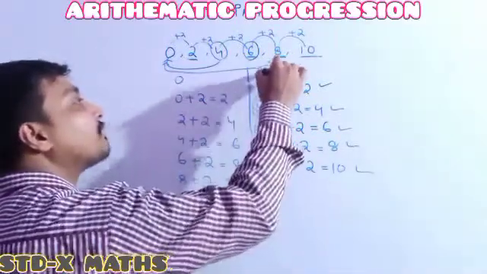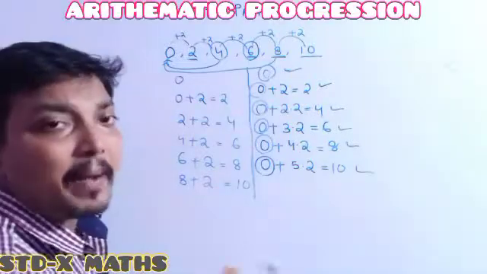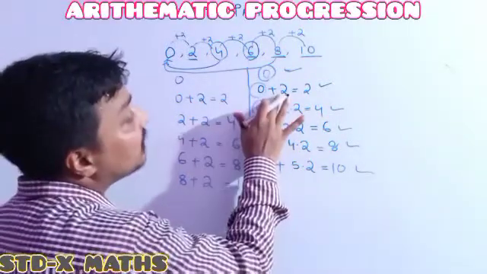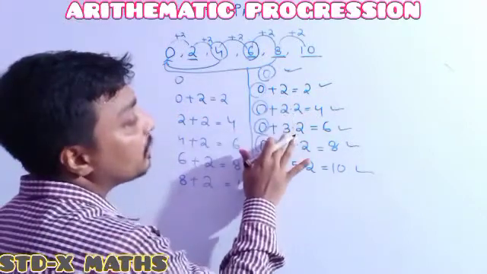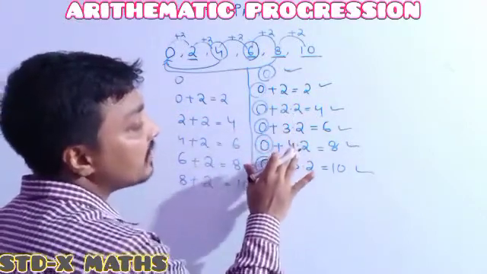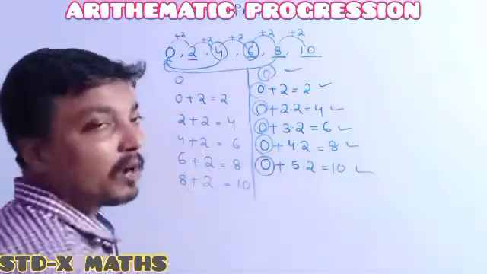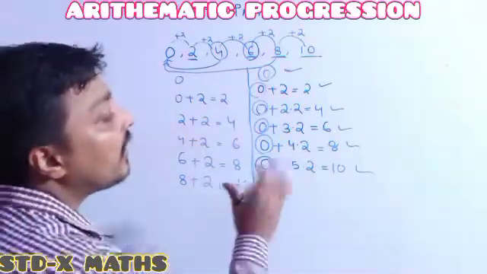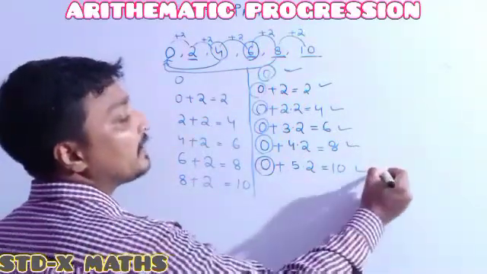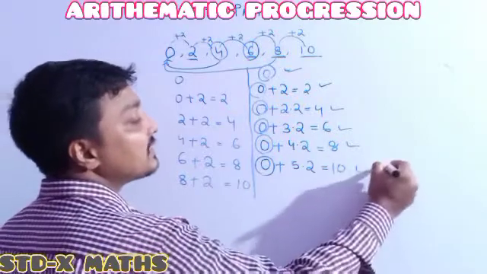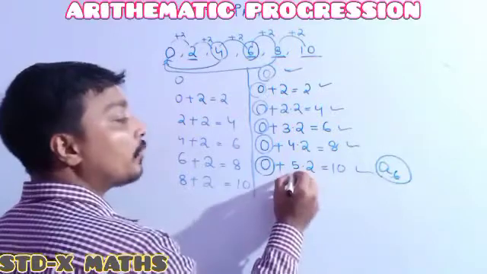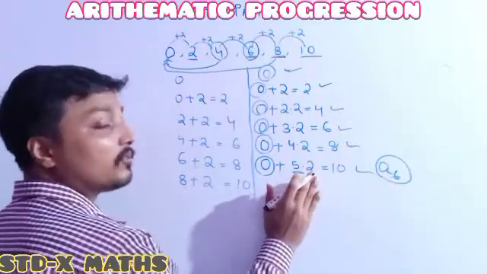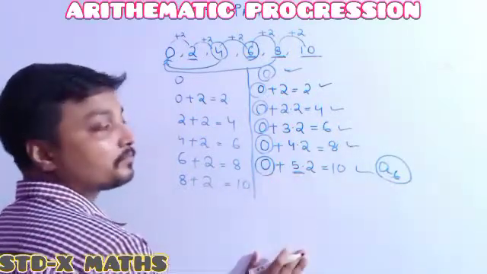Everywhere I have started from the first term. With the first term, how many times of the common difference is to be added? 1 time common difference, 2 times, 3 times, 4th time, then after 5th time, the common difference I have added to get the remaining term. And one common thing you have to see: here it is the 6th term, for which 5 times the common difference was added with the first term.